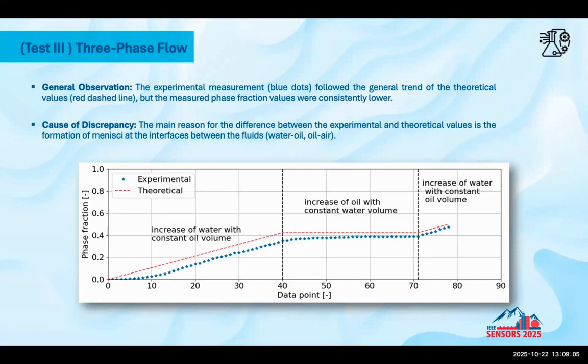And here we increase the oil with a constant water volume. This is a constant line, because the sensor only measures the conductive phase. After that we increase the water with a constant oil volume. We can see some discrepancy in this measurement, mainly in this first stage. This is attributed to the menisci at the interface between the fluids, because here we have more than one interface, in this case water-oil and oil-gas.